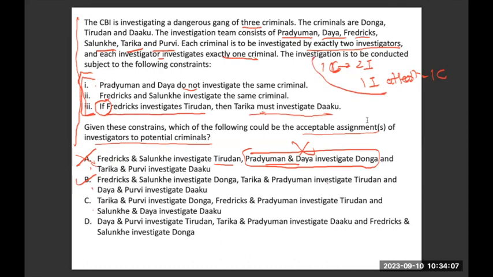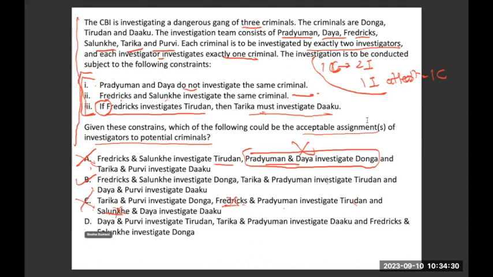The next part: Tarika and Purvi investigate Donga. Frederick and Pradyuman investigate Tridun, and Salunke and Daya investigate Daku. In this case, Salunke and Frederick are separate. But the second condition says Frederick and Salunke need to be together. Hence, C is wrong.